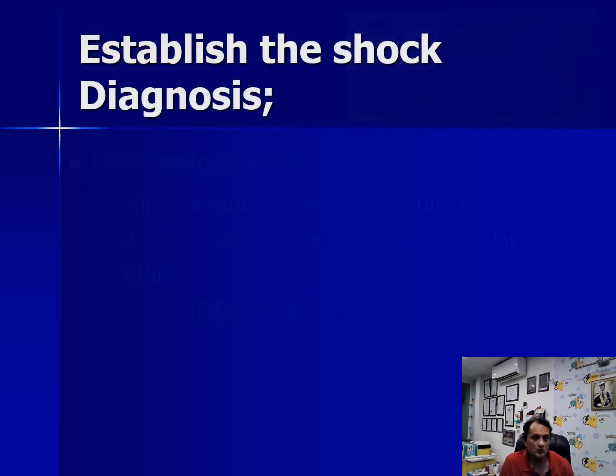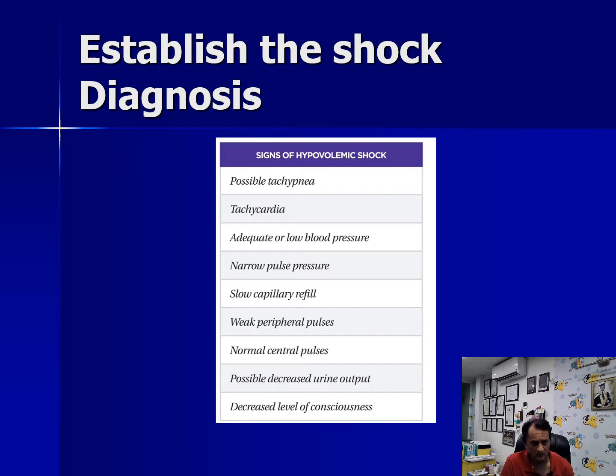So once you have to establish a shock diagnosis, it is mostly clinical. They are tachypneic, tachycardic, and they might have low blood pressure. Narrow pulse pressure is very important, and you can see it if you have an arterial line. Slow capillary fill time, more than 3 seconds, weak peripheral pulses, possibly decreased urine output, and also decreased level of consciousness.